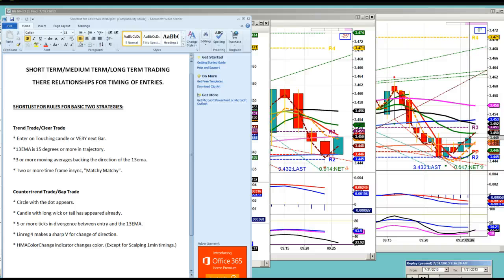If you jumped in here based on when the HMA turned green, you could have taken your 3 ticks by the time you hit the 13. So now, the fact that we've closed the gap, we really want to wait to see if we have a reversal. Because if you take it, that's fine.